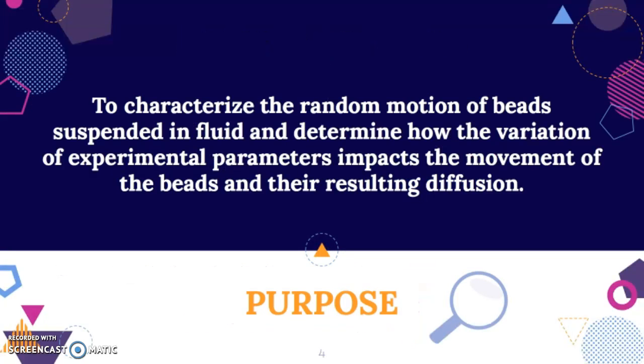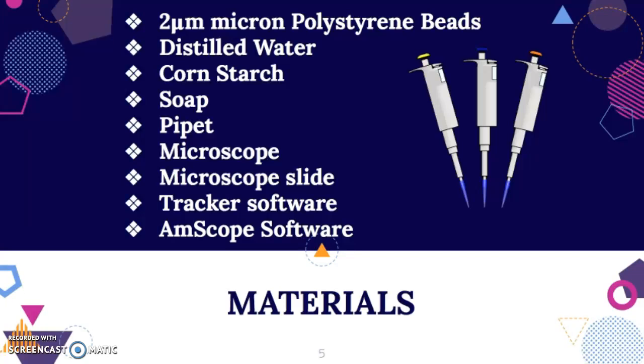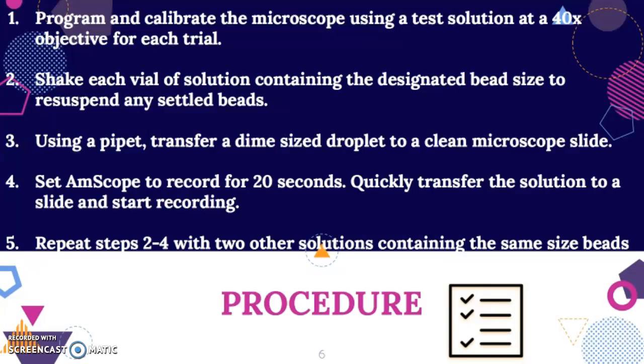The purpose of this lab is to characterize the random motion of beads suspended in a solution and determine how the variation of experimental parameters impacts the movements of beads and their resulting diffusion. Here's a list of all the materials that we use. And the solutions that we tested were water, soap, and cornstarch in order to study the motion of microscopic beads in fluid under a microscope. Using previous background, we found that the cornstarch has a molecular weight of 692.6, water 18.02, and soap 306.97. This is the procedure we utilize to collect our data.